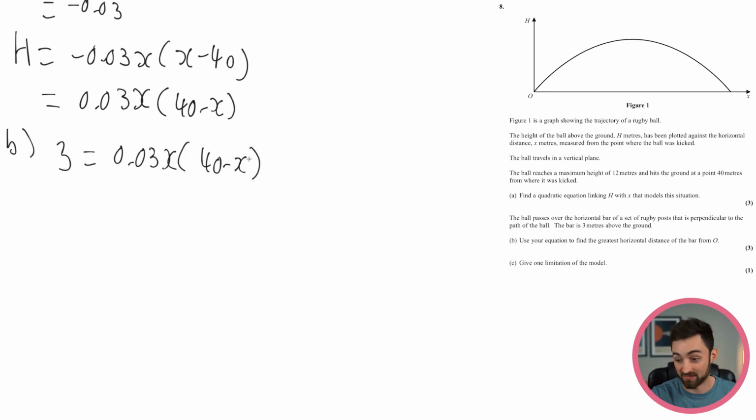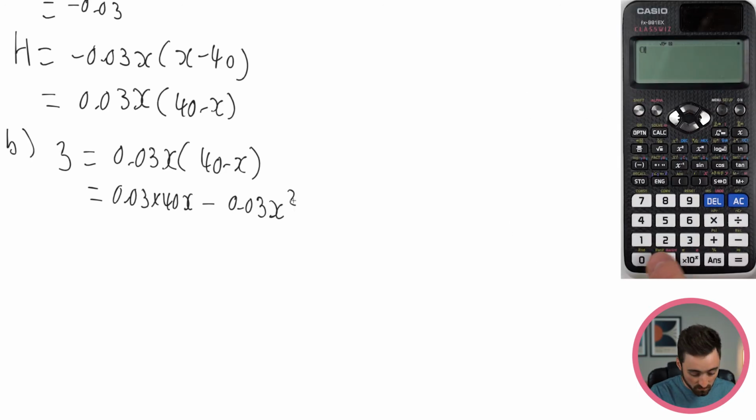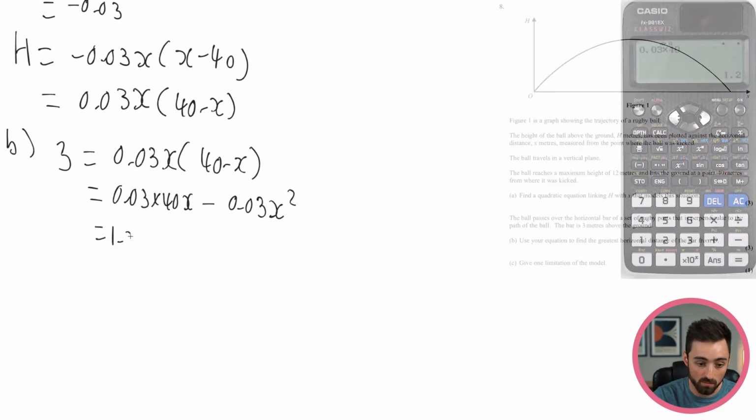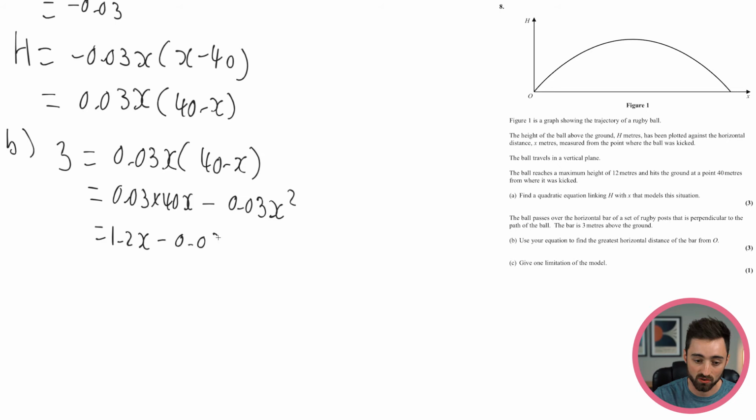And then essentially my x values are going to be my answer, because it says the horizontal distance, that's the x. So let's multiply this thing out. I'm going to get 0.03 times 40 and then lots of x, minus 0.03 times x squared. So 0.03 times 40 is going to be 1.2, so I get 1.2x minus 0.03x squared here. Now, let's get this all onto one side, because that's what we do with quadratics, right? So 0.03x squared minus 1.2x plus 3 is equal to 0.